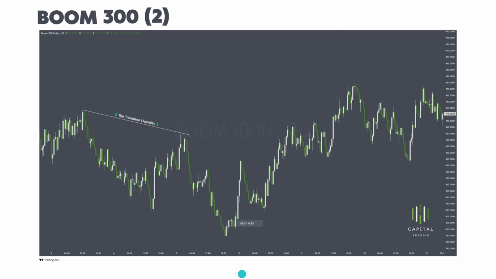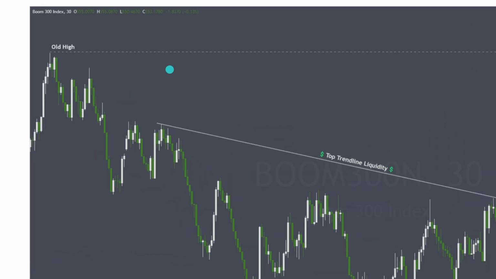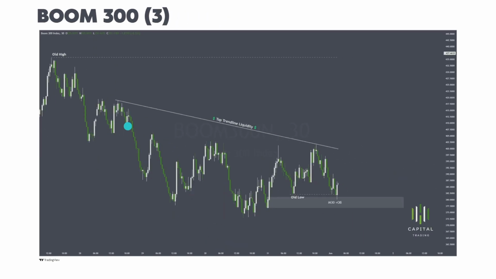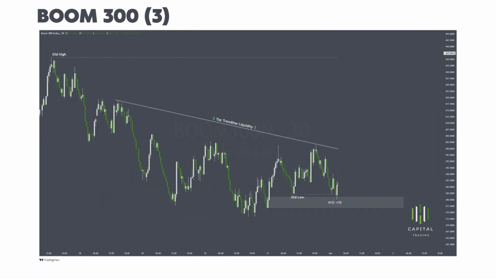Now let's look at the last chart of the Boom 300. So we had this old high being formed here, and then what we do is, when price does this, we want to see if it's going to reach into that at a later stage. So what happened is they dropped to the downside, forming this top trend line liquidity.